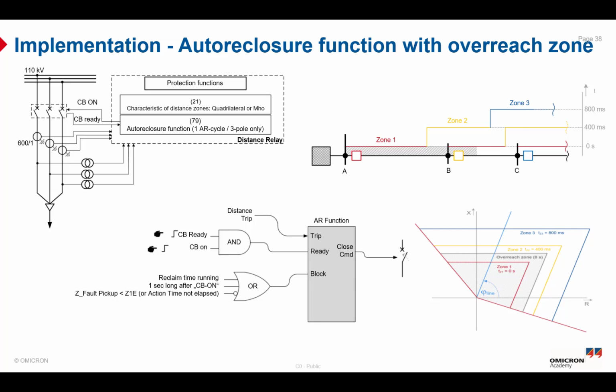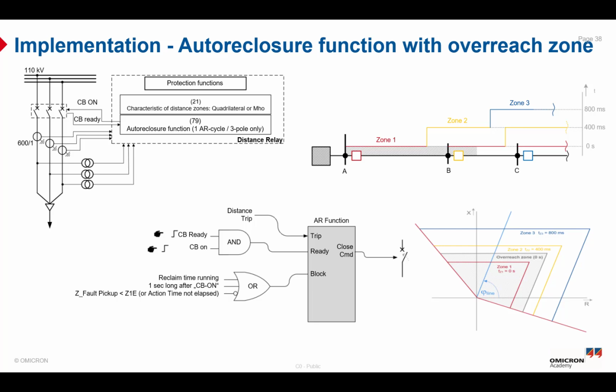So here is the implementation of the auto-reclosure function with the overreach zone. It can be used with the distance protection zone for overhead lines. As you can see from the figure here, it's the feeder connection diagram for the application example. The auto-reclosure function can be used with the overreach zone in order to reach fast fault clearing for the entire length of the overhead line using the distance protection with the AR function.